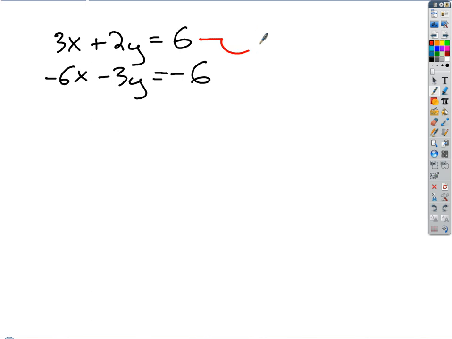Here's one way to do that. I'm going to use an arrow with a circle in the middle, and if I'm multiplying both sides of an equation by a number, write that number in.